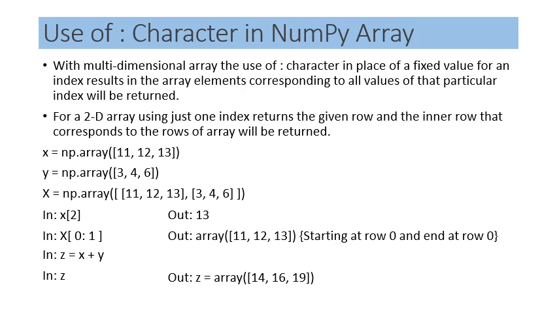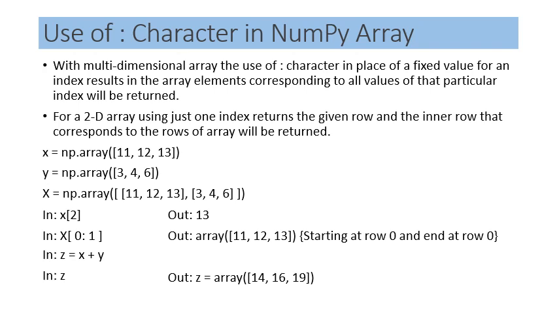For a 2D array, using just one index returns the given row, and the inner row corresponds to the row that will be returned. So x equals np.array([11, 12, 13]), and y with np.array([3, 4, 6]). Input could be 2, output could be 13. Then when you have input x[0:1], that means your output is basically 11, 12, 13, starting from row 0 and ending at row 0. This is how you can read it.